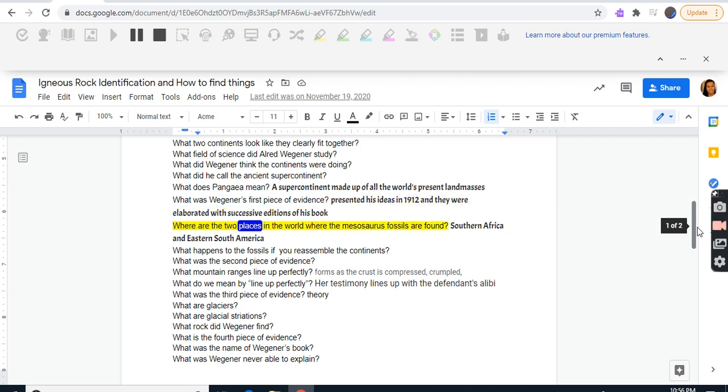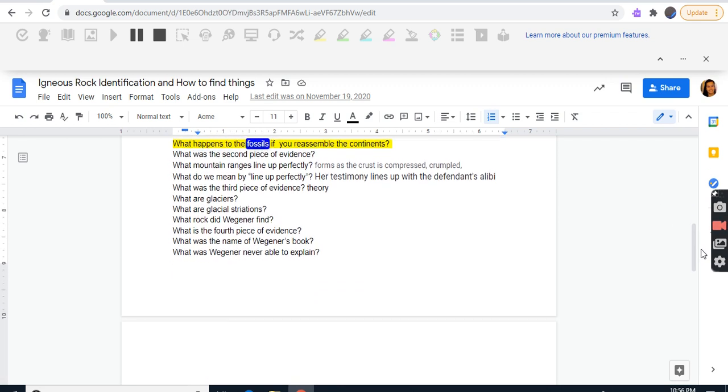Where are the two places in the world where the Mesosaurus fossils are found? Southern Africa and Eastern South America. What happens to the fossils if you reassemble the continents? What was the second piece of evidence? What mountain ranges line up perfectly? Forms as the crust is compressed, crumbled. What do we mean by line up perfectly? Her testimony lines up with the defendant's alibi.